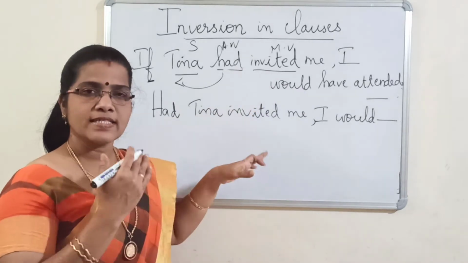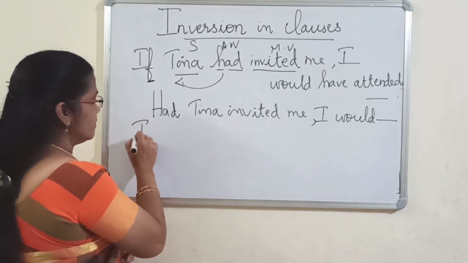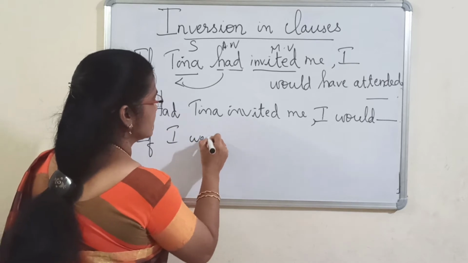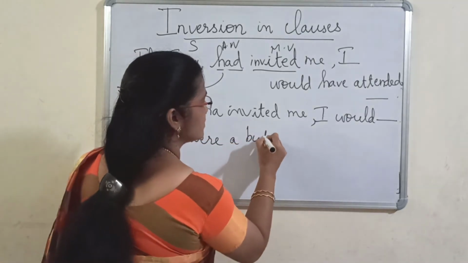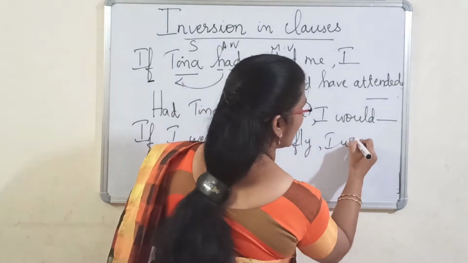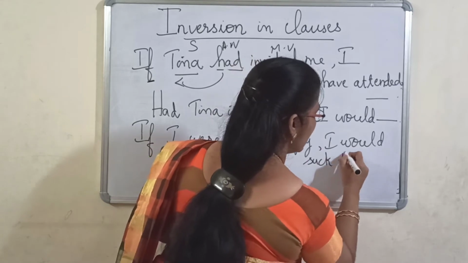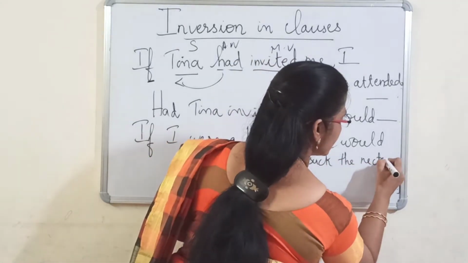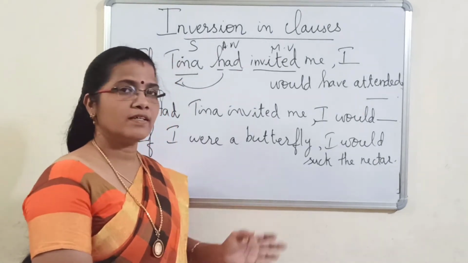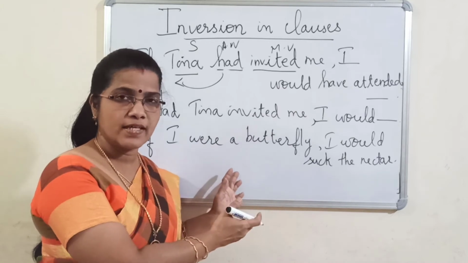Now, let me give you an example from type 2, imaginary condition. If I were a butterfly, I would suck the nectar from the flowers. If I were a butterfly, I cannot be a butterfly. It happens only in my imagination. So this is an imaginary condition.